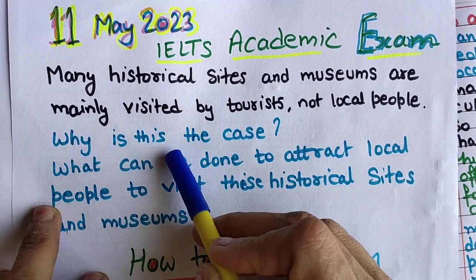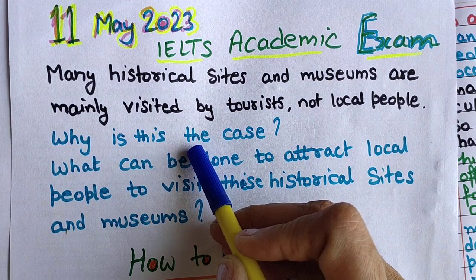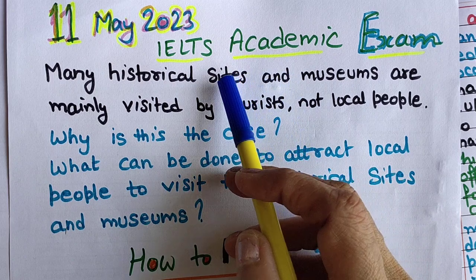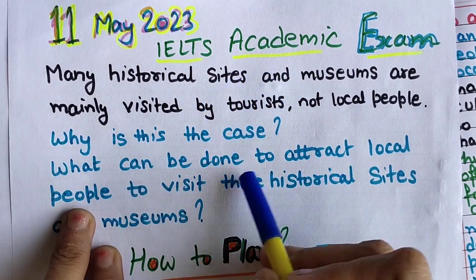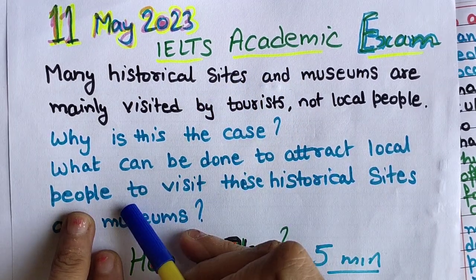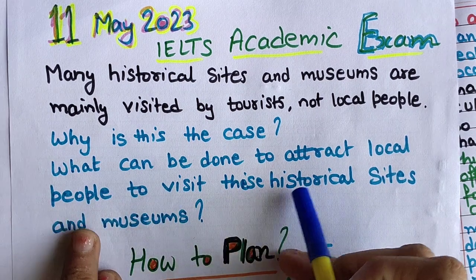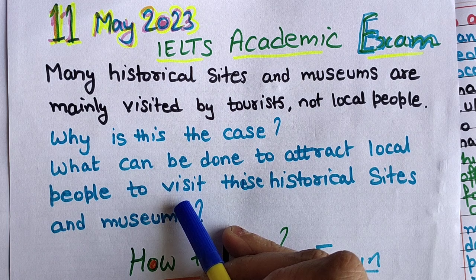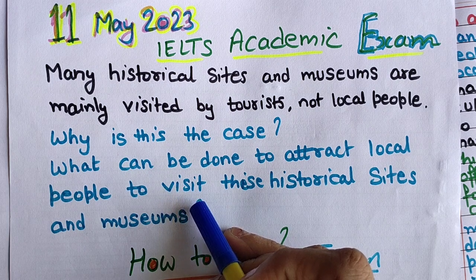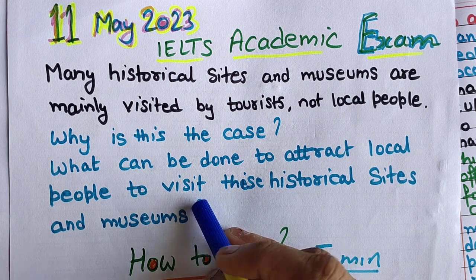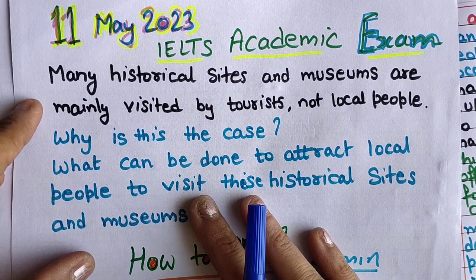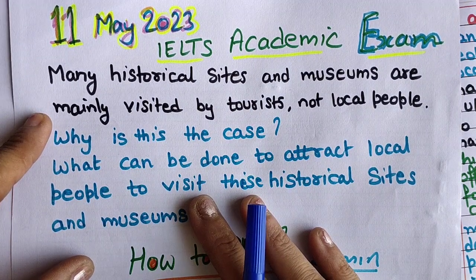So why is this the case? We need to find out the reasons why people are not visiting these museums and historical buildings, and what can be done to attract local people to visit these historical sites and museums. So what suggestions can the government give, what can individuals do, what can any voluntary society or organization do. These kinds of things we will be discussing in this essay. So we have read this statement. You can read it 2-3 times more.